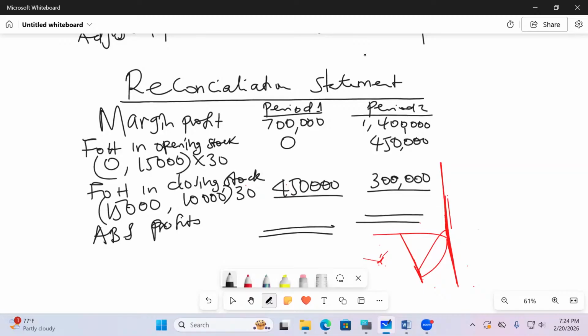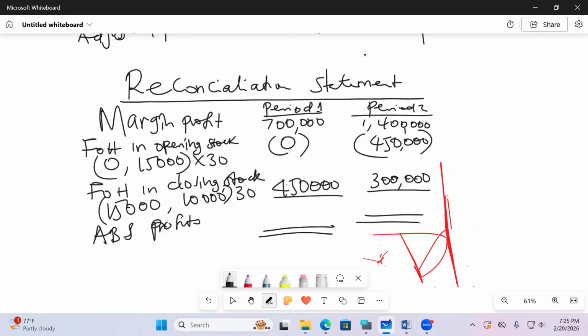Now, please listen. Whenever you're doing reconciliation, opening stock values shall always be subtracted and closing stock values shall always be added. I don't know how you can write this somewhere in your mother tongue, that when you're doing reconciliations, opening stock values will always be subtracted. Subtract opening, and then you add the closing. So remember, ABS stands for absorption profits.